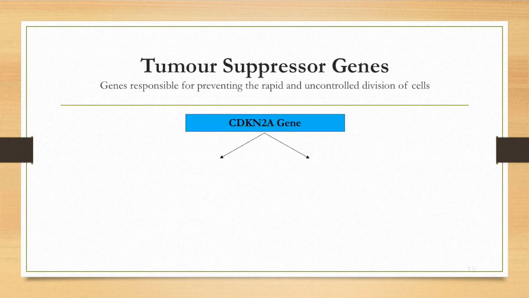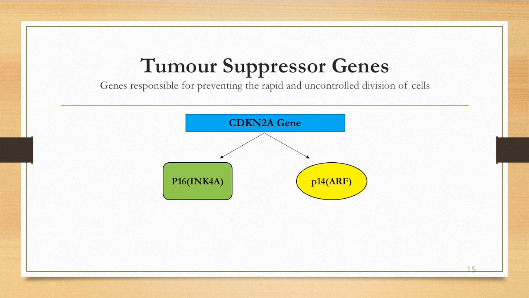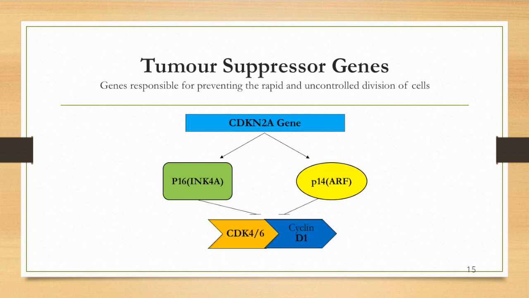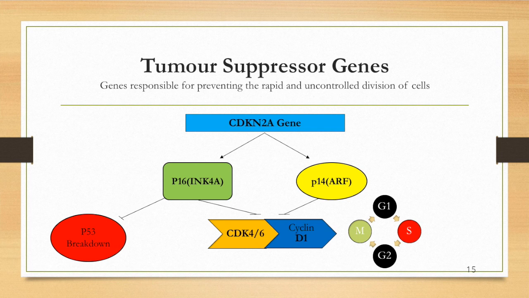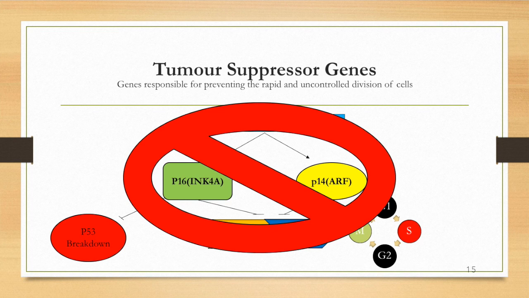The CDKN2A gene encodes for the P16 INK4A and the P14ARF proteins, which stop cell division in older cells by binding to and blocking the CDK4 and CDK6 proteins that normally signal to progress through the cell cycle. Furthermore, P16 INK4A also protects the breakdown of P53, another tumor suppressor gene, therefore preventing tumor formation. When the CDKN2A gene becomes mutated, there is no signal to stop tumor growth, therefore allowing the uncontrolled proliferation and differentiation of melanocytes, resulting in a melanoma.